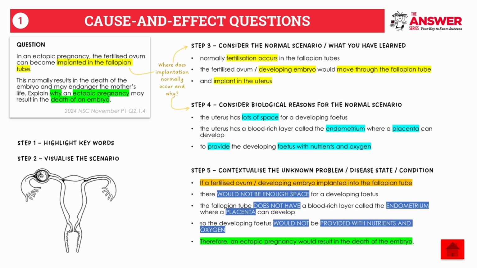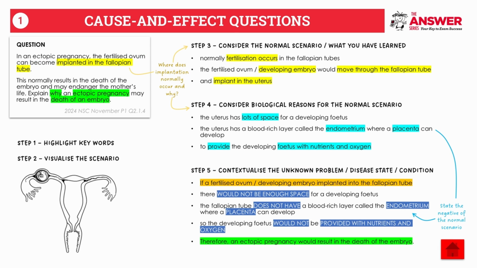The next step is now to actually structure your answer. So step 5 is where you're going to write your memo answer. You're going to contextualize unknown problems based on what you know the normal scenario would be. So the first thing is to write your introduction by saying what happens in the question. So the question tells you that a fertilized ovum can be implanted into the fallopian tube. What happens? If a fertilized ovum is implanted into the fallopian tube, you're going to explain what happens.